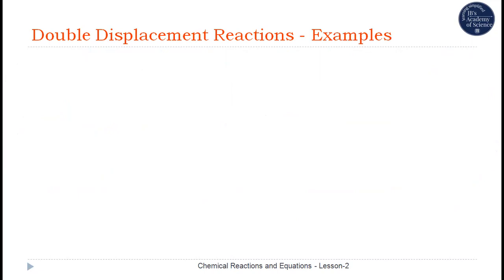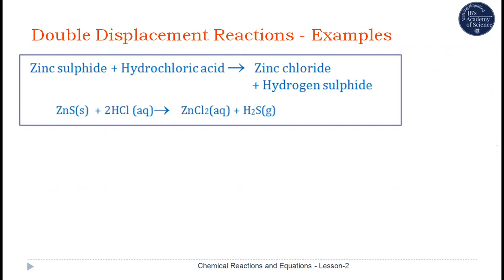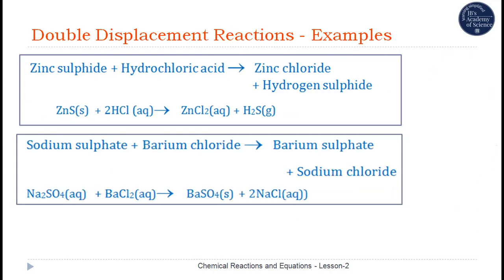Some more examples for double displacement reactions. Zinc sulfide plus hydrochloric acid gives zinc chloride plus hydrogen sulfide. Sodium sulfate plus barium chloride gives barium sulfate plus sodium chloride. You see, in all these reactions, just mutual exchange of ions takes place.